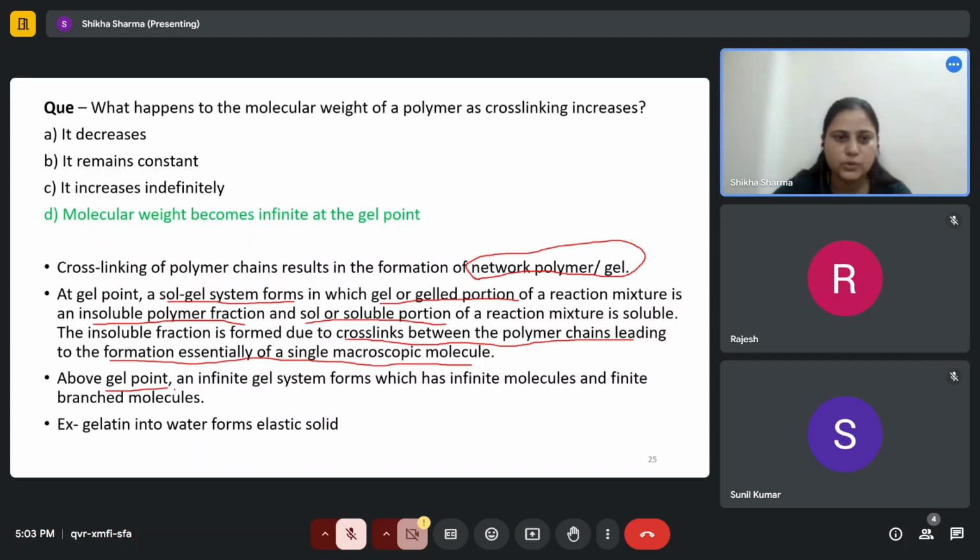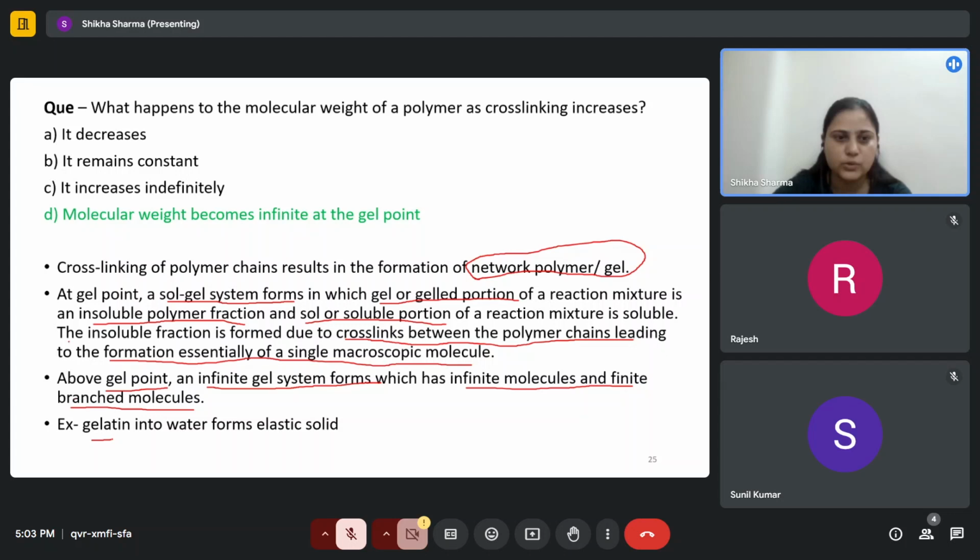And after the gel point, there will be more gel. So an infinite gel system will form, which has infinite molecules and finite branched molecules. Before the gel point there is more of a sol system. At the gel point there is a sol-gel system, and above the gel point a complete gel will form, which will have infinite molecules and finite branched molecules, and it will have more molecular weight.